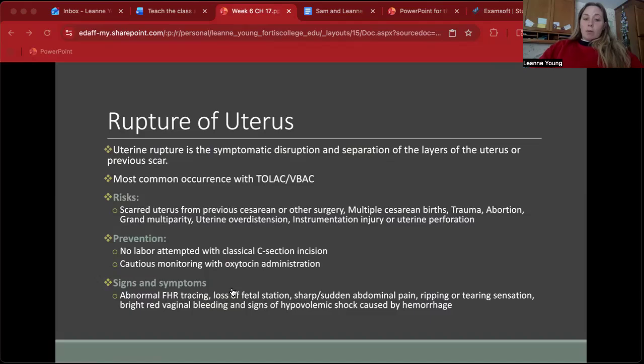So, if you have an abnormal fetal heart rate tracing, loss of fetal station, sharp or sudden abdominal pain, if mom reports feeling a ripping or tearing sensation, if she reports bright red vaginal bleeding or signs of hypovolemic shock caused by hemorrhage, those are all signs and symptoms of a ruptured uterus. Okay, and what are we going to do? She's going back to the OR, okay, immediately for a stat C-section.